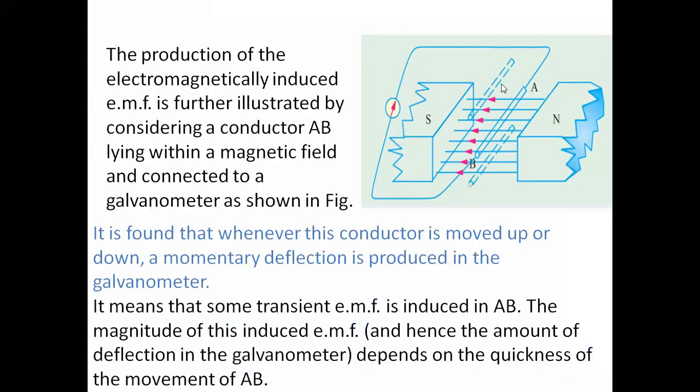So here we are saying that this conductor is moving up and down only. Suppose the conductor is moving parallel to this field, in this direction, then no EMF will be generated. When the conductor moves parallel with the flux direction, then no EMF will be generated. The conductor should be moved perpendicular to the flux direction. Then only the EMF will be induced.